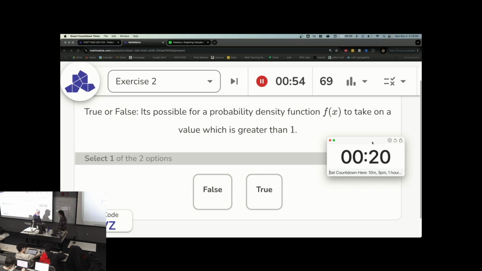So glad to get this one in. Yeah, this is a good one.